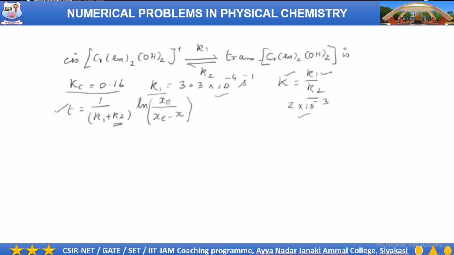And xe, what is given? What is the time required for half the equilibrium amount of trans isomer to be formed? Half of the equilibrium amount should be converted into trans isomer. Therefore, what is the amount of xe that should be converted? That is half of xe. Therefore, you can rewrite the equation as 1 by k1, which is 3.3 × 10⁻⁴ plus k2, which we have worked out as 2 × 10⁻³, into log of xe by (xe minus xe by 2). What is asked is that the amount formed should be half of the equilibrium amount. I have not given you the options.